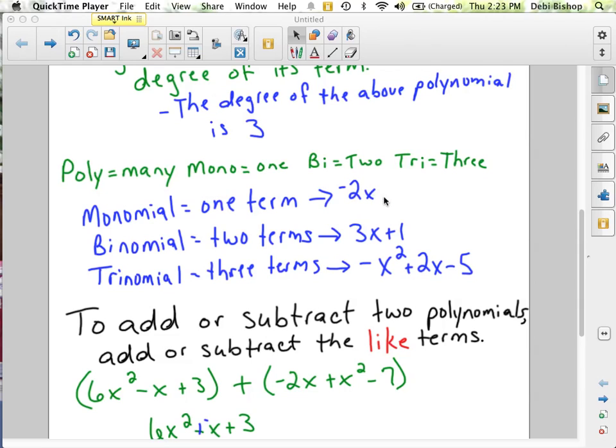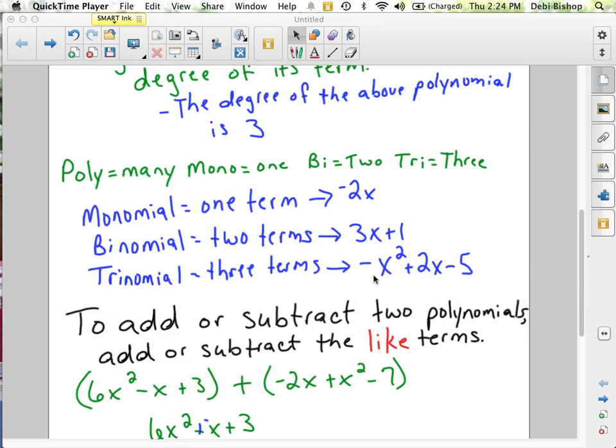You can see there's only one term here, no constants. A binomial has 2 terms, and this is 3x plus 1, because 1 is a constant, which is also considered a term. You can see up here it's only 1. And then our trinomial has 3 terms. So we have negative x squared plus 2x minus 5. So the terms are negative x squared, or negative 1x squared, 2x, and then a negative 5.